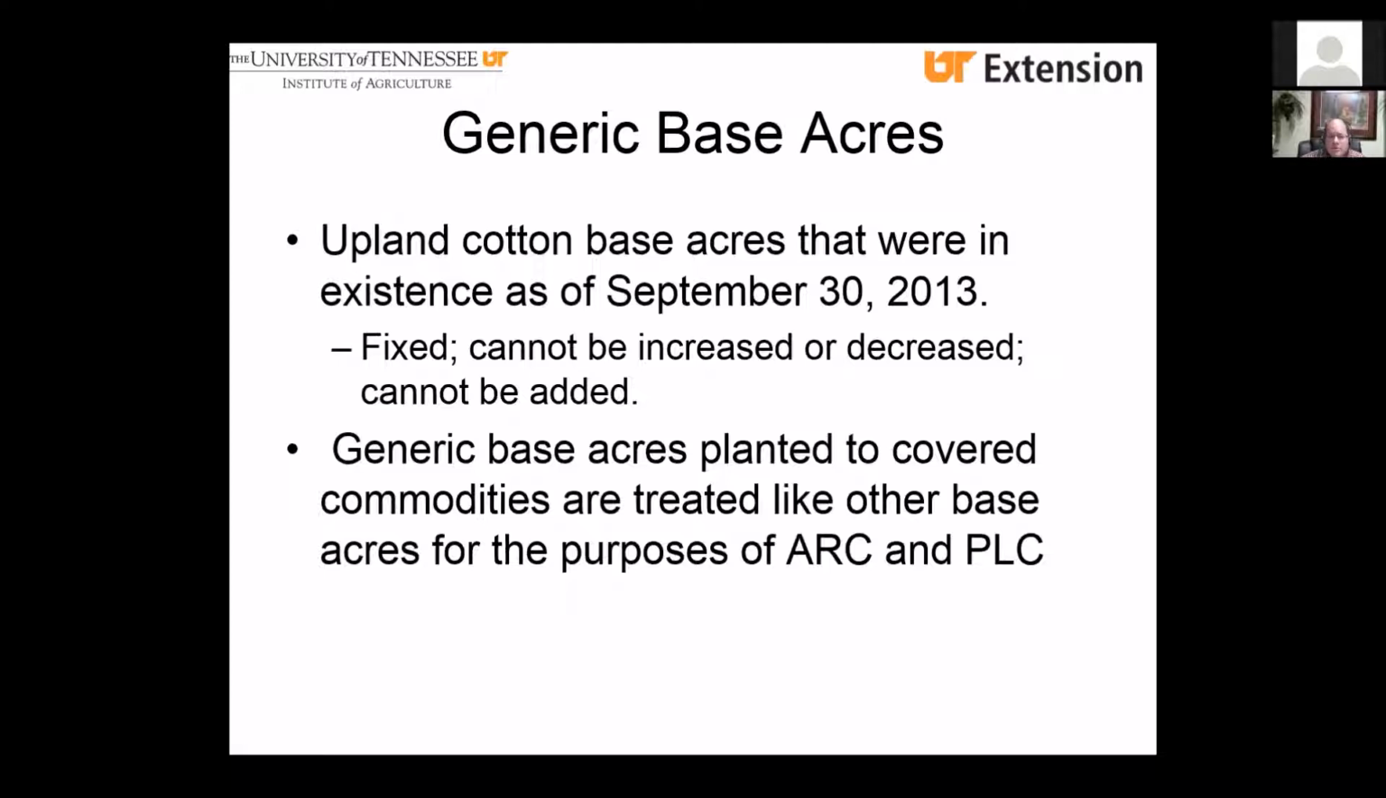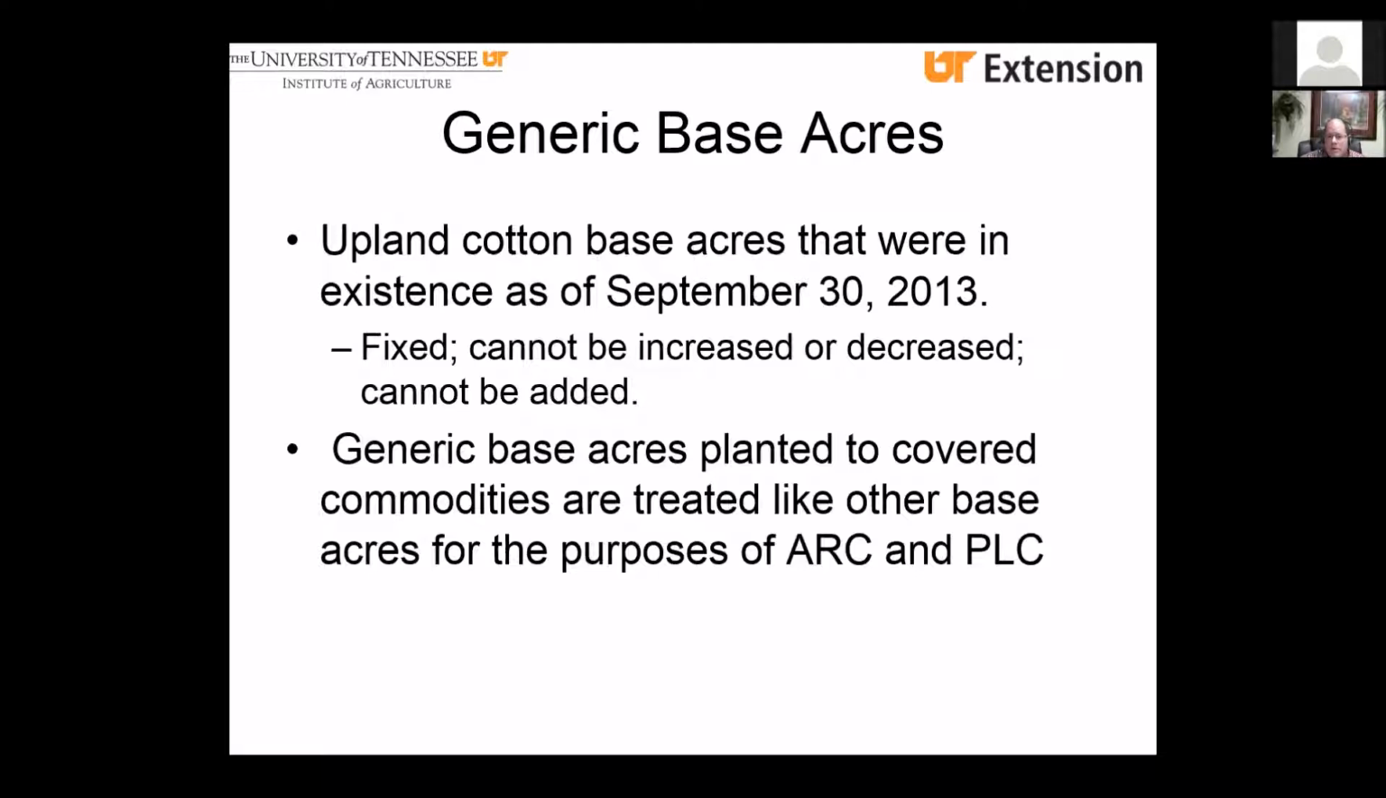For 2015, the projection, at least from the National Cotton Council producer surveys, is that we will plant probably less than 200,000 acres. I think the projection was 176,000, so we'll be somewhat less than 200,000 acres of cotton. So that leaves quite a bit of acreage, over 500,000 acres of generic base that probably won't be planted to cotton, and that can be assigned to another crop.